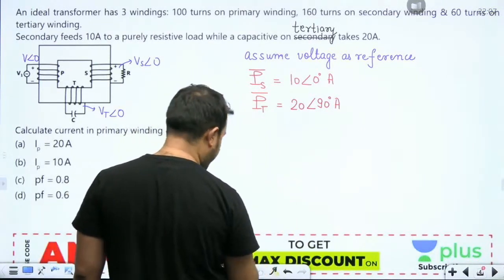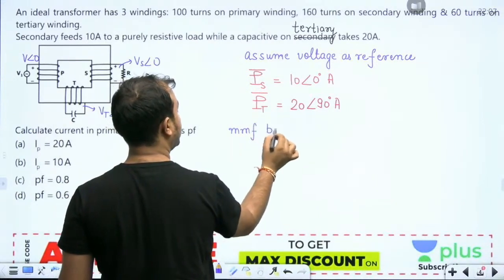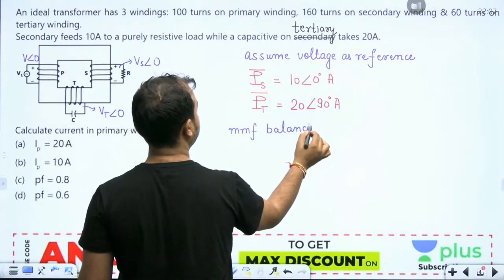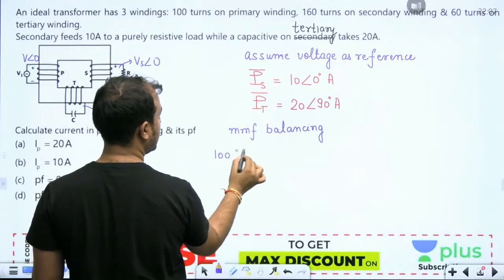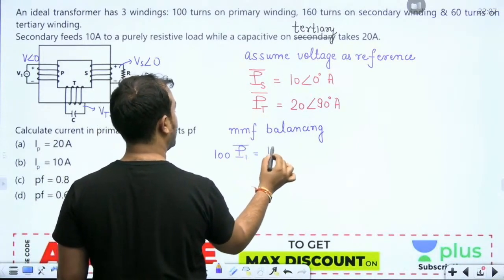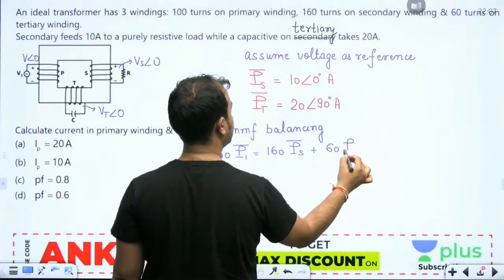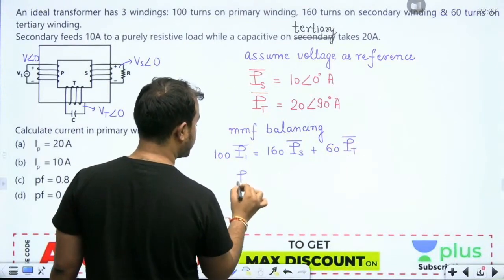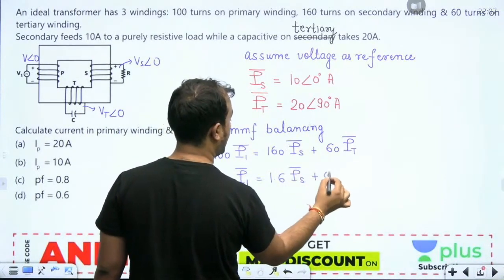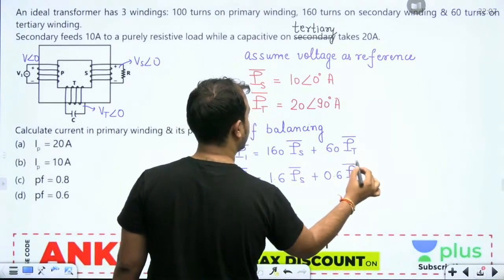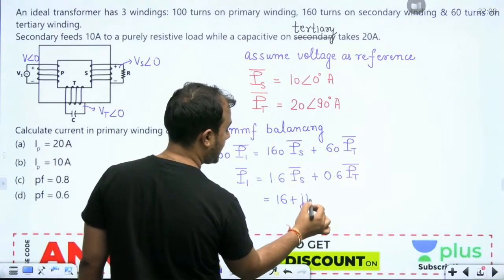Now, when you know the current in the secondary and the tertiary winding, you will apply MMF balancing. In that, what we will do is 100 I1 is 160 IS plus 60 IT. Or you can say I1 is 1.6 IS plus 0.6 IT. 1.6 IS is 16 and 0.6 IT is j12.